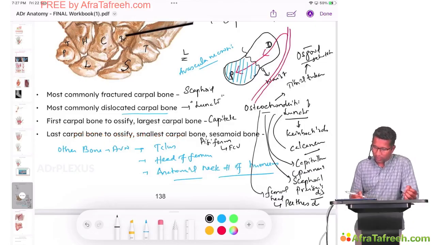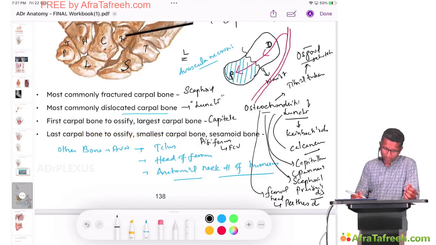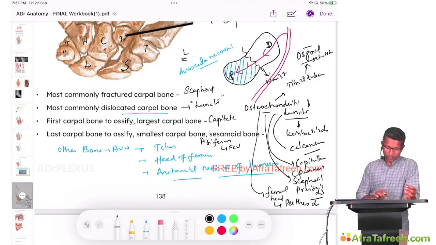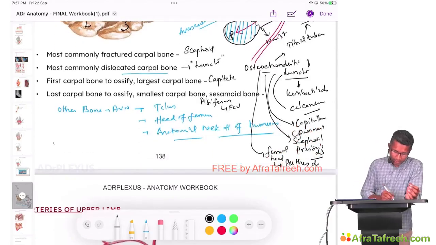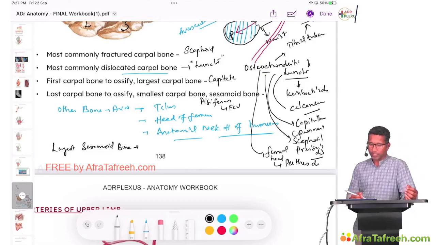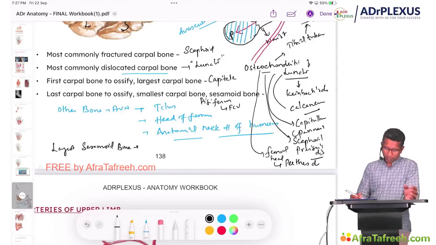Very good, Anashwara, Jacob, very good. So it is flexor carpi ulnaris. And to add to this, there is a largest sesamoid bone in the body. Anybody? What is the largest sesamoid bone in the body? It is a very easy question. It is the patella. Very good.